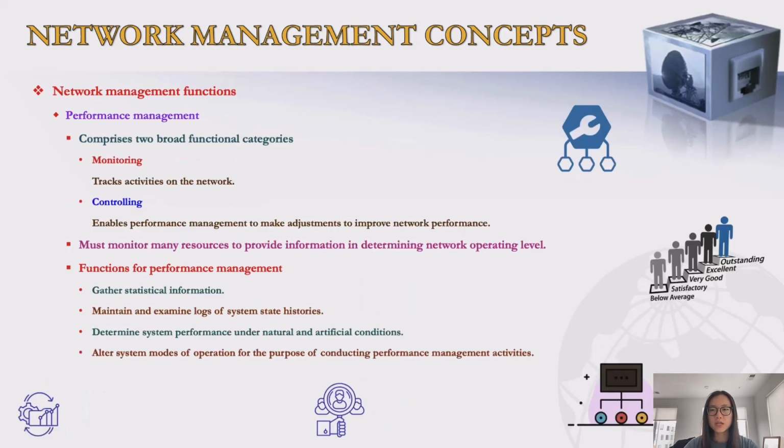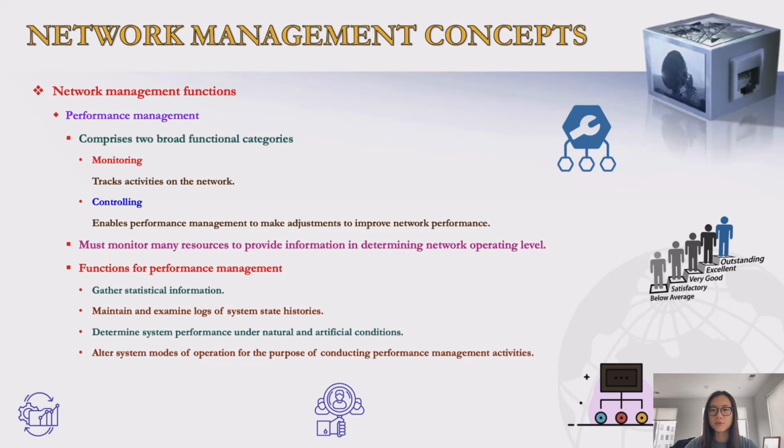At present, many organizations intercommunicate and share their data and resources. In some cases, it is critical for data communications to meet certain performance limits. Performance management of a computer network comprises two broad functional categories: monitoring and controlling. Monitoring refers to the function that tracks activities on the network, whereas the controlling function enables performance management to make adjustments to improve the network performance.